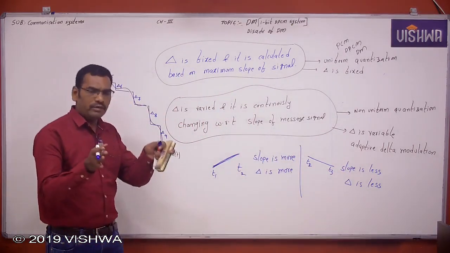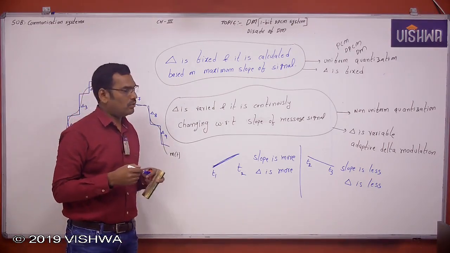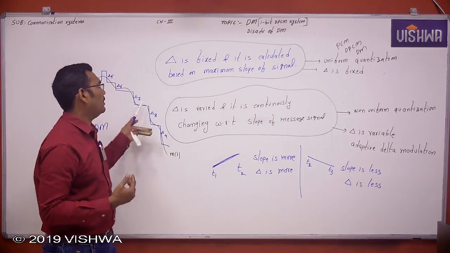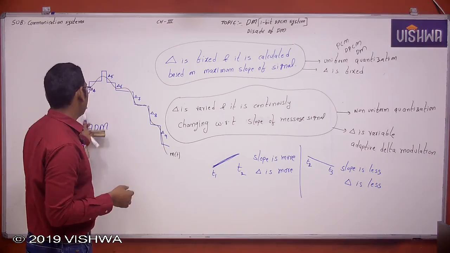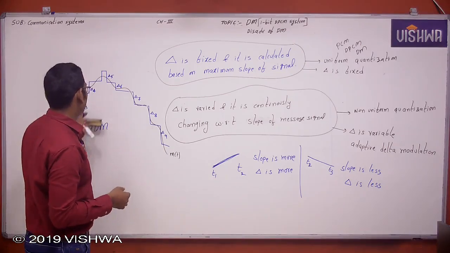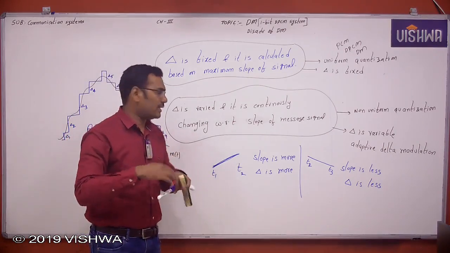Like that, over a duration we can consider that we are increasing the slopes or decreasing the slopes. This is the technique of adaptive delta modulation, where the slope is continuously changing and the message signal is also continuously changing. Therefore step size is also continuously changing. Not an easy technique, but this is a somewhat practical implementation.